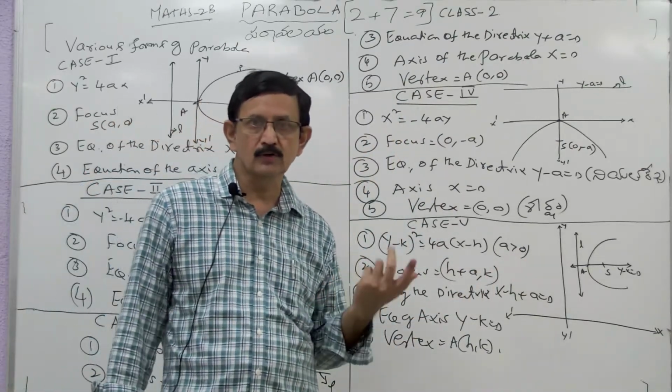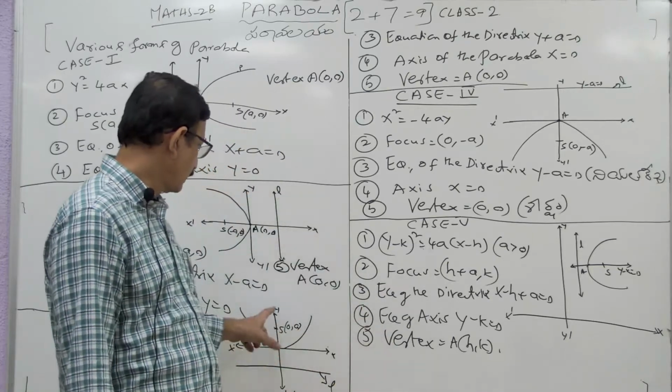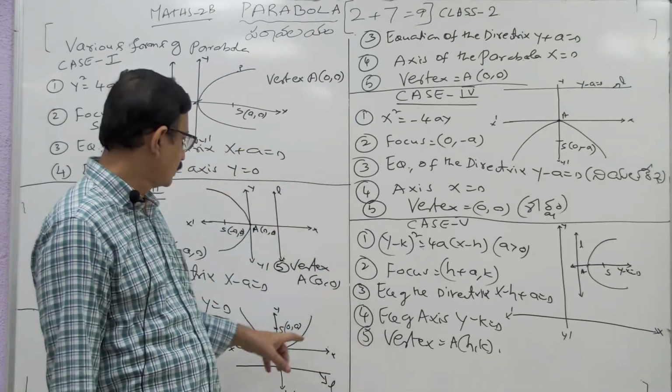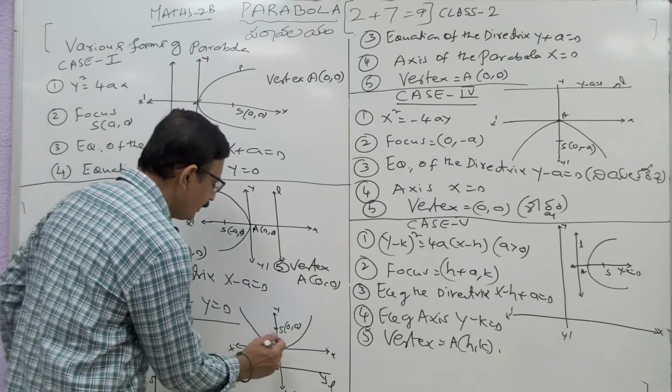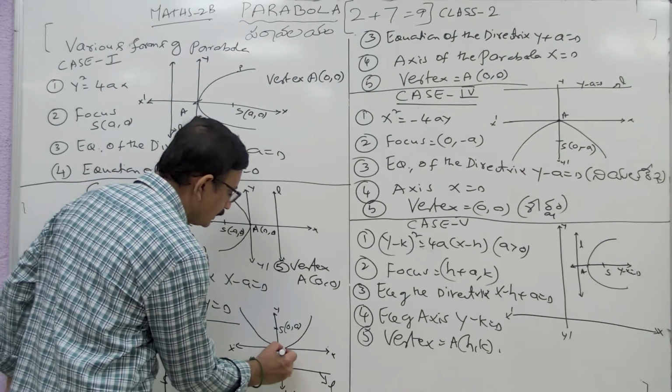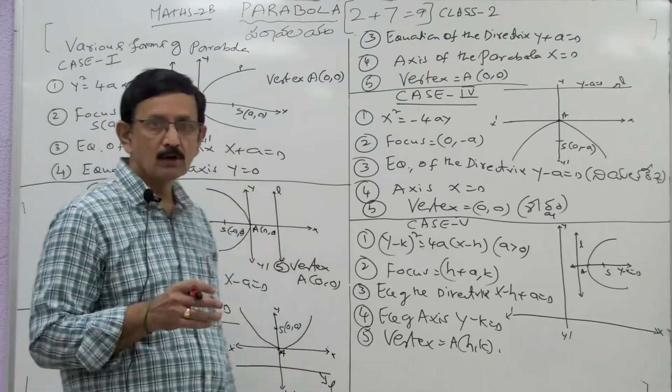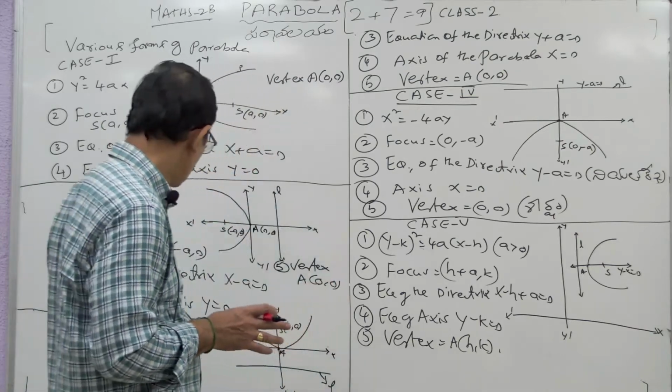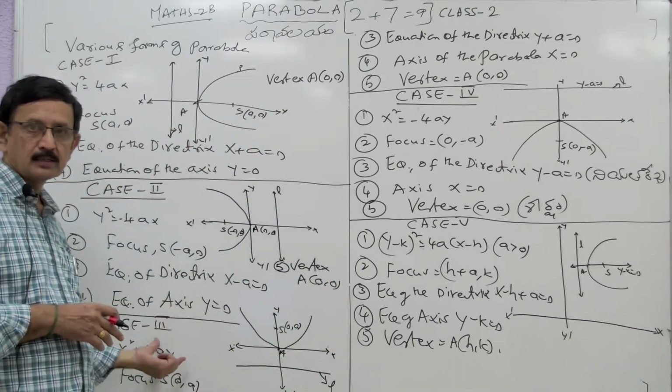This we have studied in the first year, in straight lines: the equation of the y-axis is x is equal to 0. And where is the vertex? This vertex we can take as A, and its coordinates are 0 comma 0. So this comes under case 3.